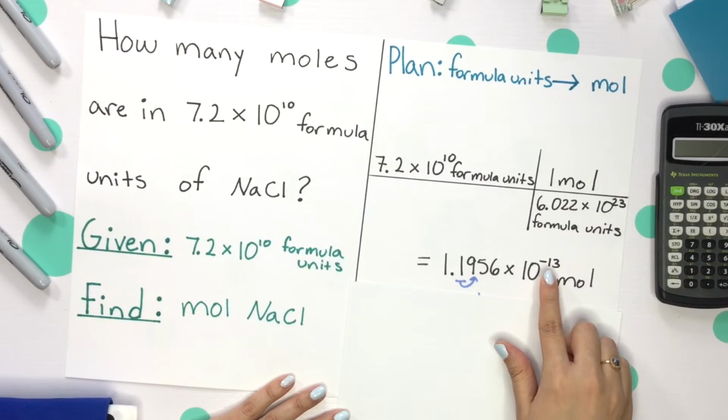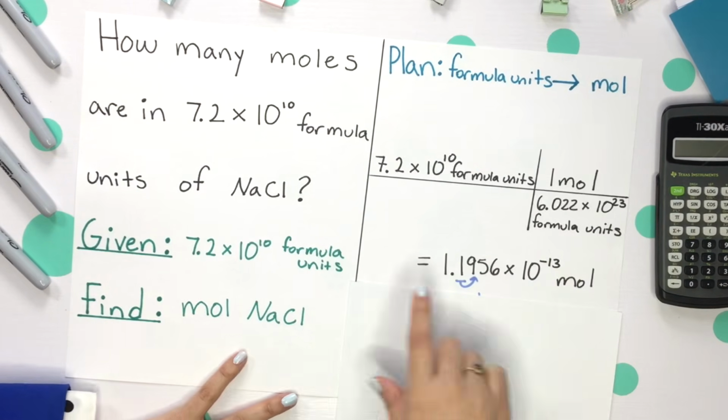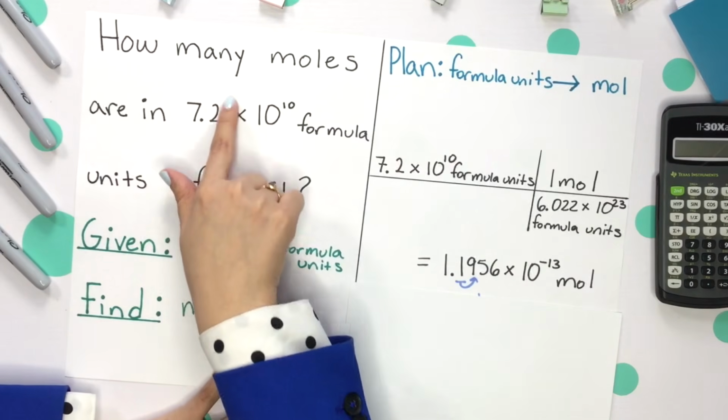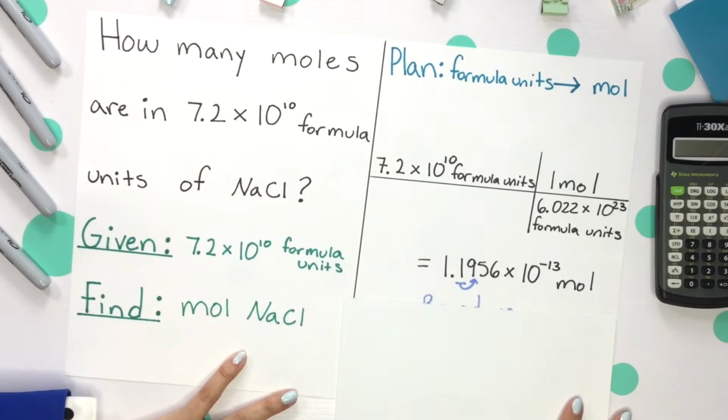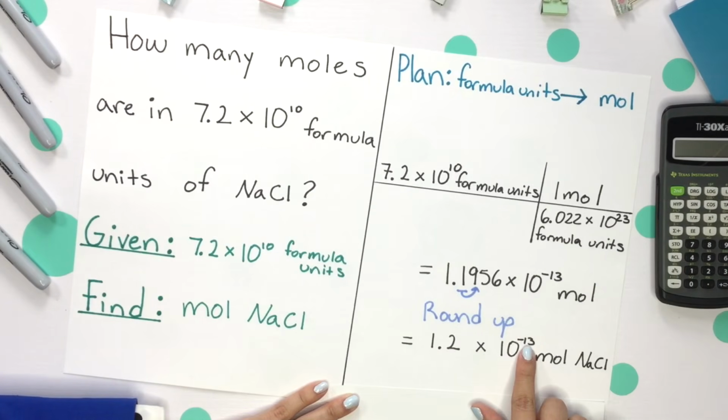1.1956 times 10 to the negative 13th moles. But we have to round since our sig figs are only 2 sig figs from the given. Our answer then is 1.2 times 10 to the negative 13th moles of NaCl.